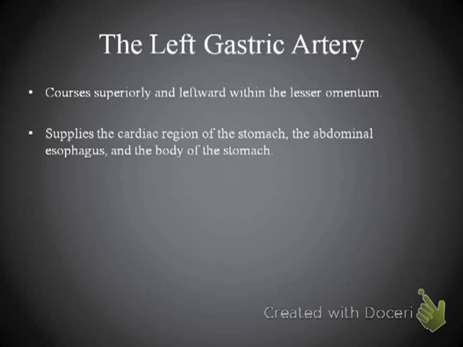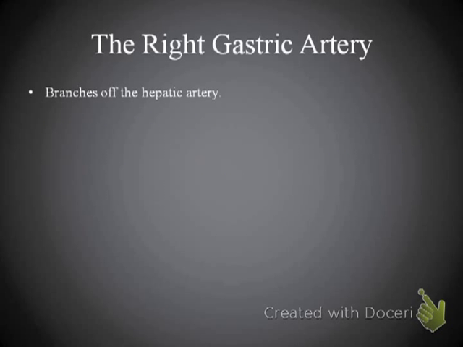So the left gastric artery courses superiorly and leftward within the lesser omentum, supplies the cardiac region of the stomach, the abdominal esophagus, and the body of the stomach. So once again, just know what the left gastric artery does.